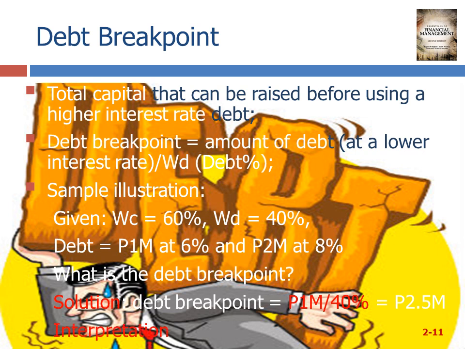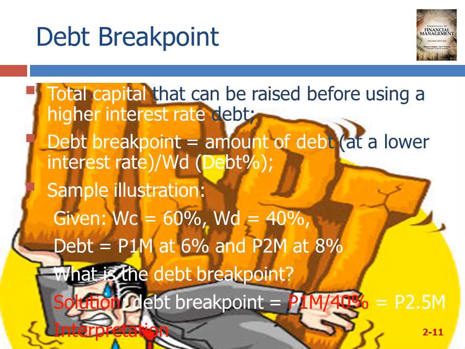So what is the interpretation? How do we use this one? So meaning if we need to raise a capital exceeding 2.5 million, so we'll incur a higher interest rate debt. So in addition to the 6% debt, we need to borrow at 8% also. But if the capital only calls for 2.5 million and below, meaning the debt portion of our capital structure, we will only incur a lower interest rate of 6%.